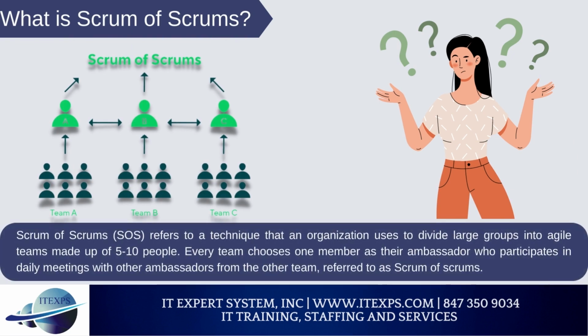What is Scrum of Scrums? Scrum of Scrums, SOS, refers to a technique that an organization uses to divide large groups into agile teams made up of 5 to 10 people. Every team chooses one member as their ambassador who participates in meetings with other ambassadors from the other teams, referred to as Scrum of Scrums.